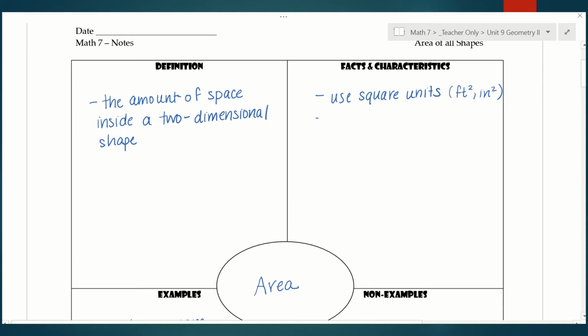Okay, so another fact or characteristic we talked about is that it's for two-dimensional shapes. Okay, so we can't find area of, let's say, a box. Okay, we can't find area of the couch. Okay, those are all three-dimensional objects. So this is, like I said, flat, 2 dimensions. And the last thing we'll write here is it's used when trying to cover something.